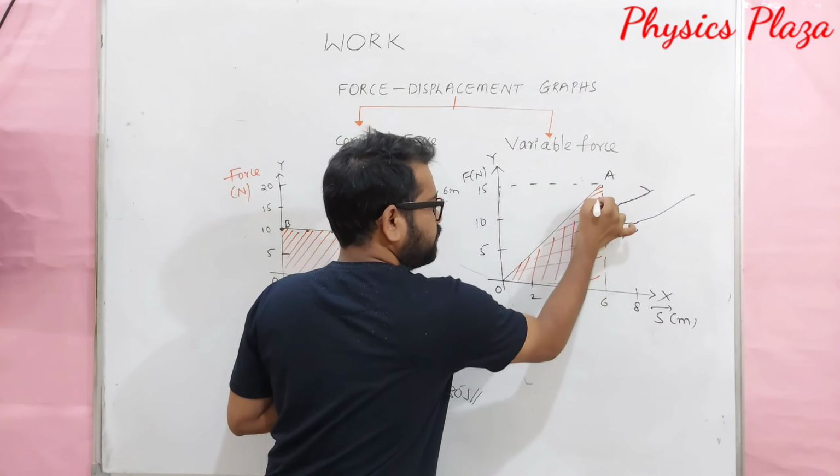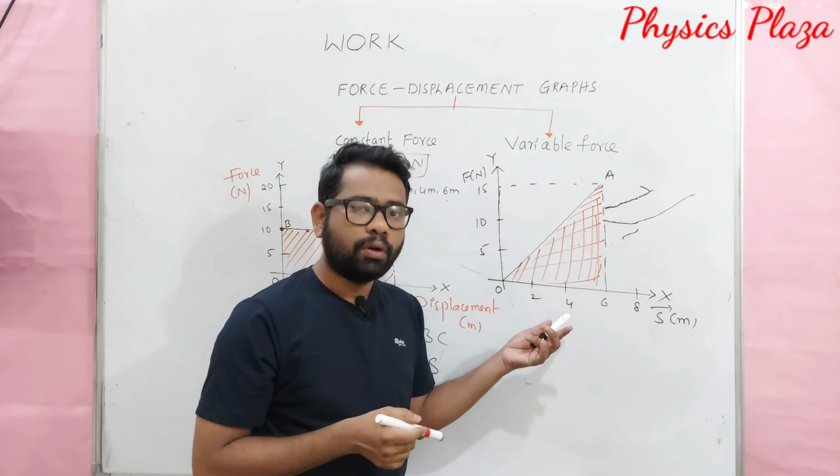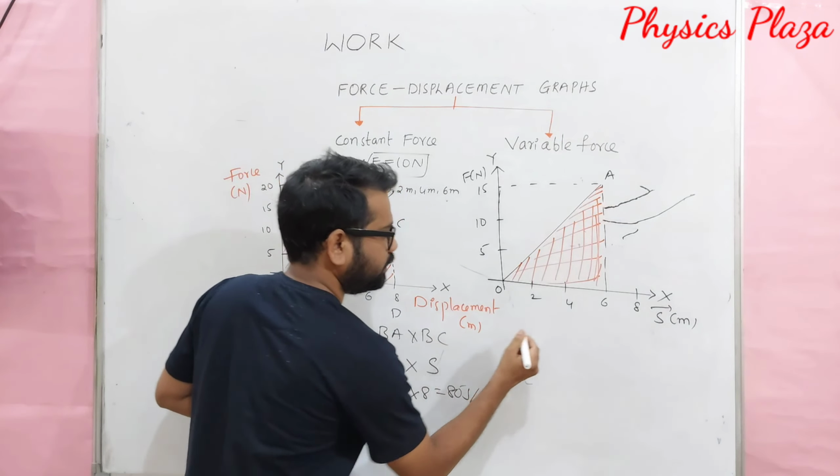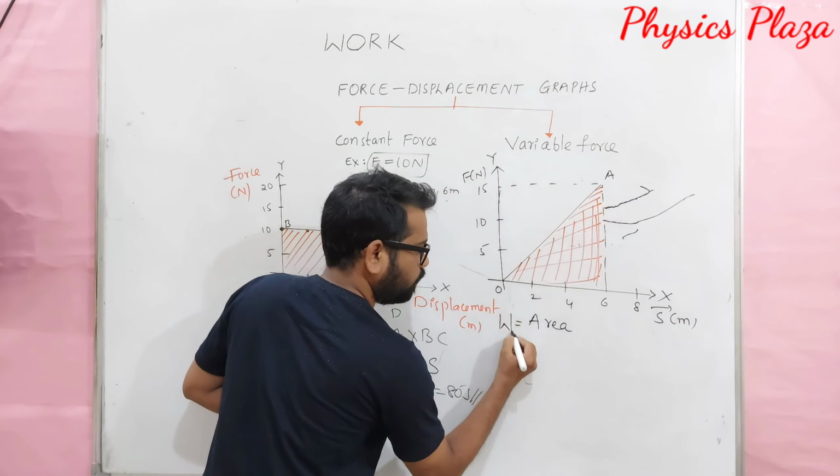Now what is the shape of this one? It is like a triangle. Now we need to calculate the area of the triangle. The area of the triangle will give you the work done. So let us calculate this area. This area of the triangle will give the work done.